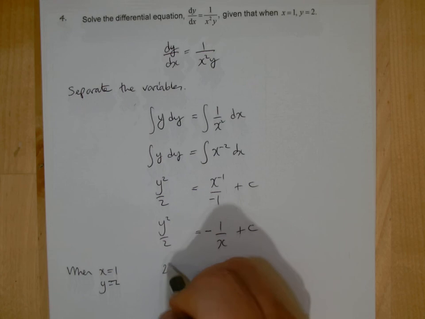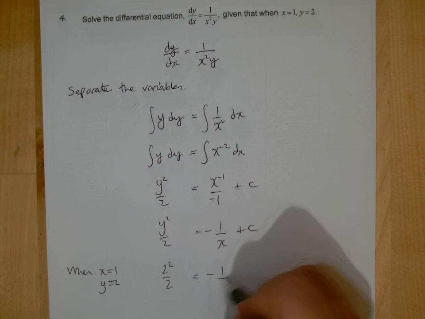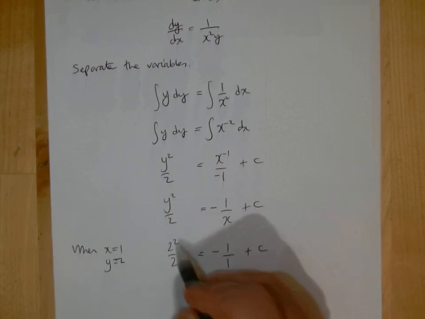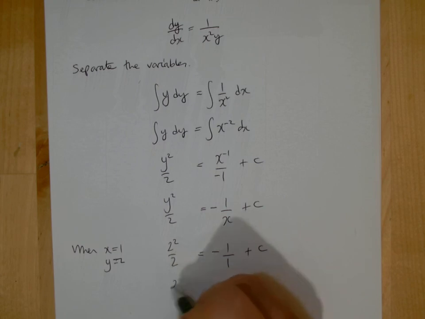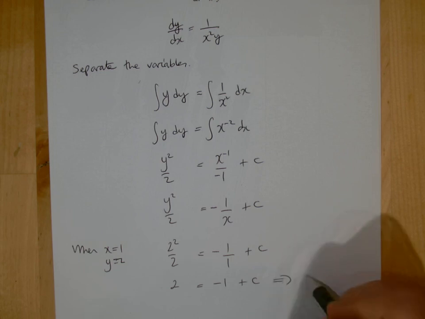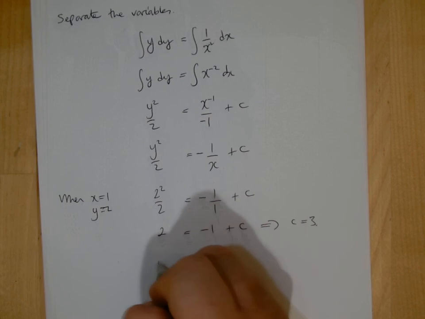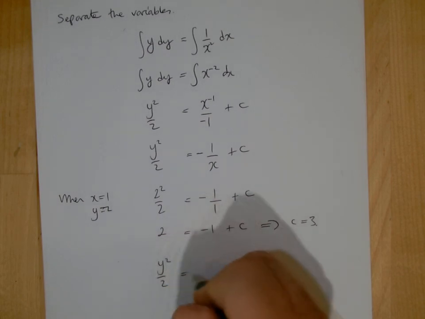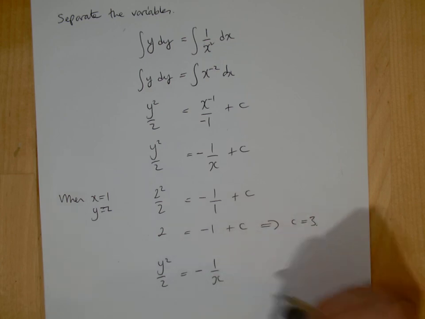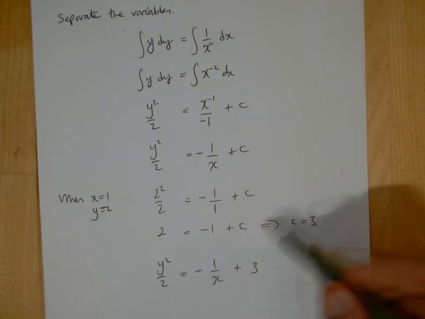So y is 2, so 2 squared upon 2, by putting y in there. X is 1 plus c. So you work this out here, of course that's going to become 2. That's going to be minus 1 plus c. And that means then c has got to equal 3. So we get y squared upon 2 equals minus 1 over x, and then plus 3, for our constant c.